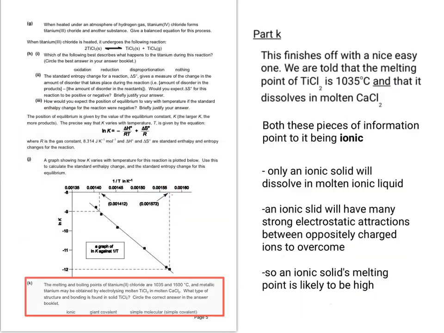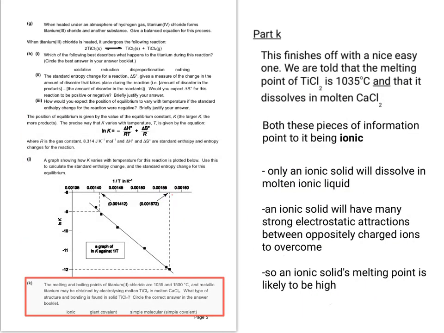Okay then. The very last question is nice and easy. We're told that titanium 2 chloride has a melting point of 1035 degrees C, and that it also dissolves in molten calcium chloride. Both of these can actually be used to deduce that it's ionic, because I've asked you just to circle which of these structures it's likely to form. So only an ionic solid will dissolve in another ionic liquid, in the same way that non-polar solutes will dissolve in non-polar solvents. Polar solutes will dissolve in polar solvents.